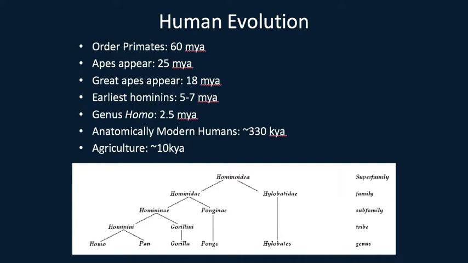So back in chapter 5, we talked about modern human variation. We talked about some of the examples of recent human evolution in the form of lactase persistence and stuff like that. So you're already familiar with some of that.